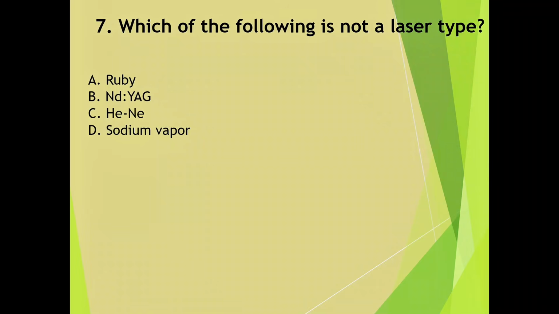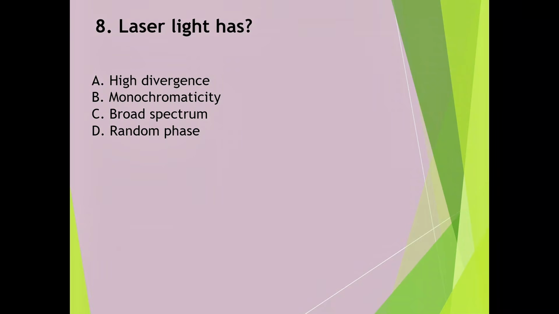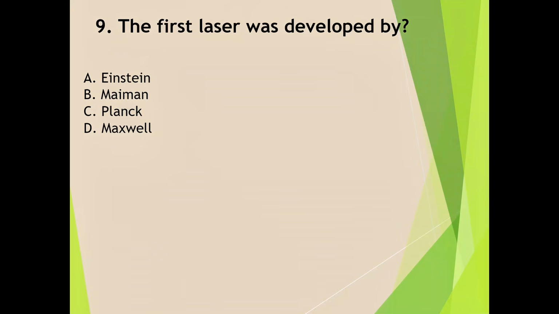Next question is, which of the following is not a laser type? Ruby, Nd-YAG, helium neon, sodium vapor. So the correct option is sodium vapor. So next question is, laser light has high divergence, monochromaticity, broad spectrum and random phase. So correct option is B, monochromaticity. Next question is, the first laser was developed by Einstein, Feynman, Planck, Maxwell. So correct option is Feynman.